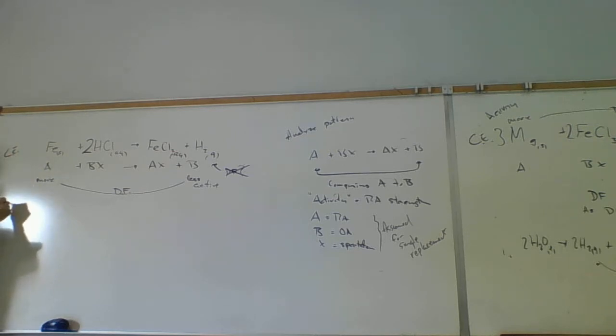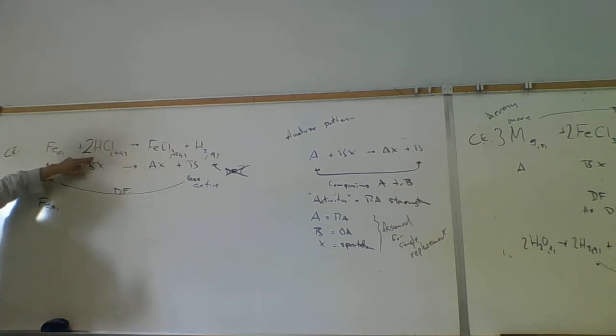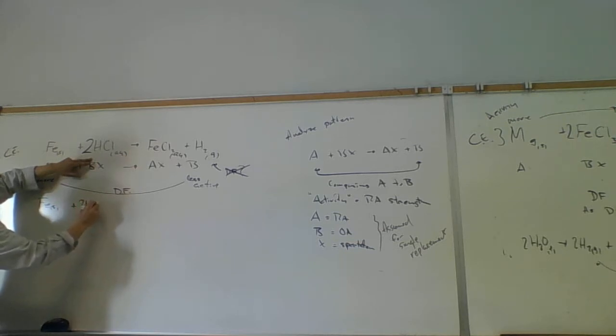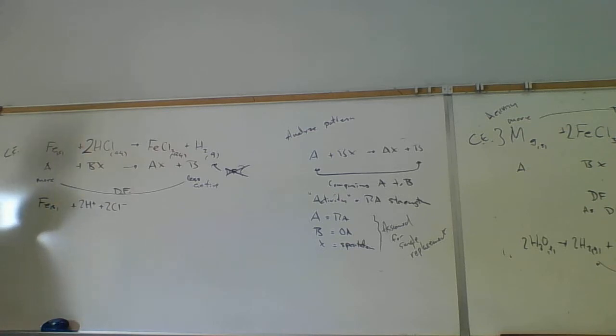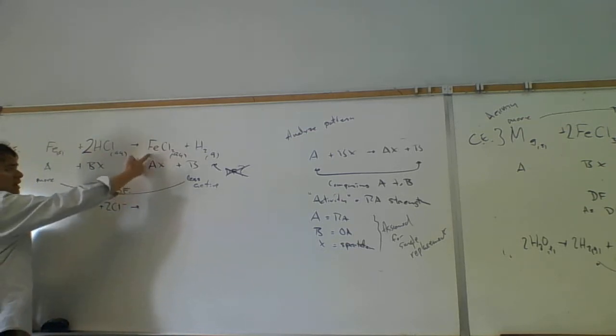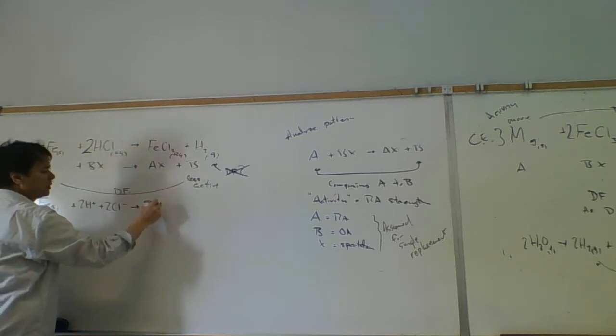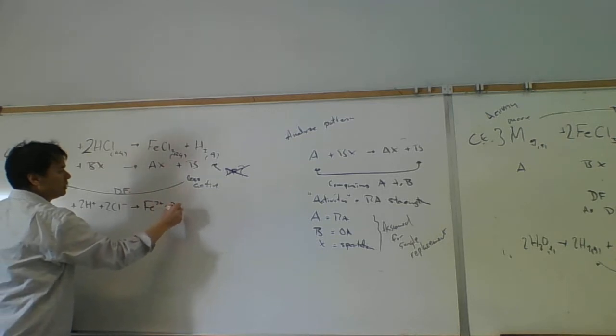Let's write the ionic equation. The ionic equation, we ionize the strong electrolyte. So iron, is it a strong acid? No. Strong base? No. Soluble salt? No. So we leave it alone. So this is going to be iron solid. HCl, strong acid? Yes. So we ionize it. This is going to ionize into 2 H pluses and 2 chlorides, 2 Cl minuses. FeCl2, strong acid? No. Strong base? No. Soluble salt? Yes. So this ionizes into iron 2 plus and 2 Cl minuses.